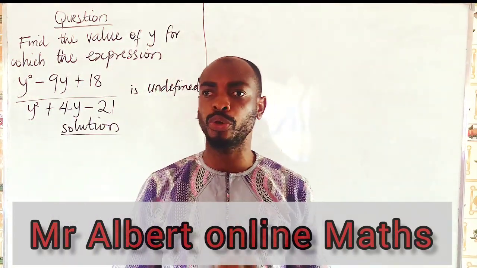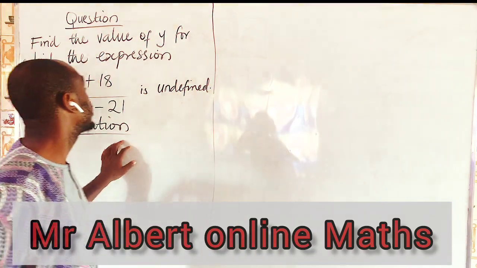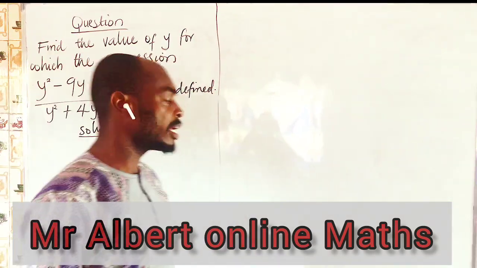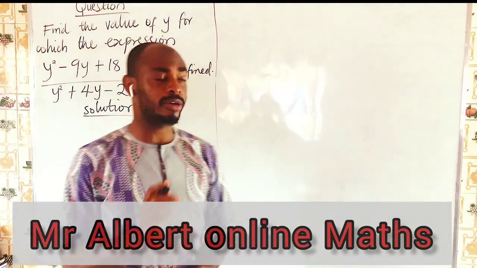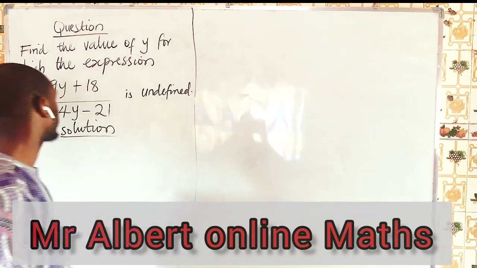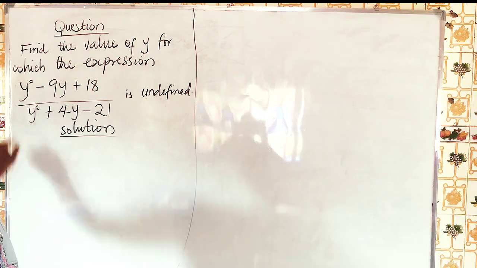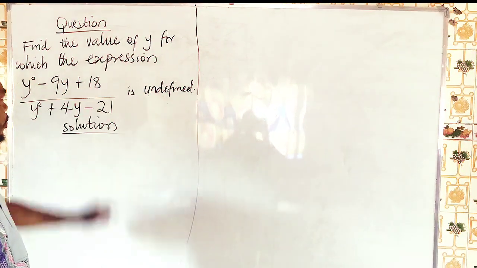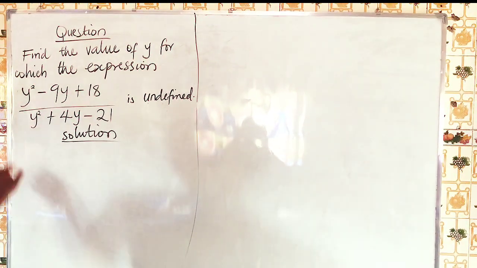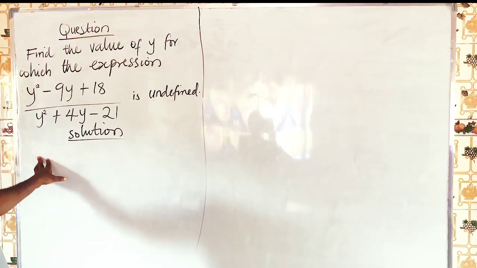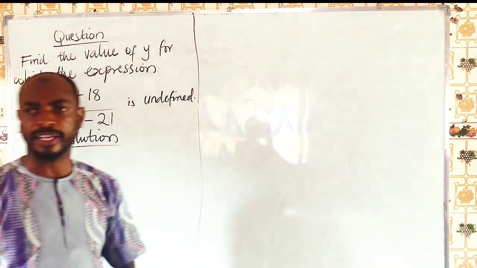I am going to show you how to solve this question. This is a very easy question. We are going to solve it. The question says: find the value of y for which the expression y squared minus 9y plus 18 all over y squared plus 4y minus 21 is undefined.